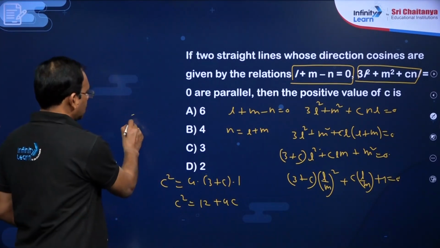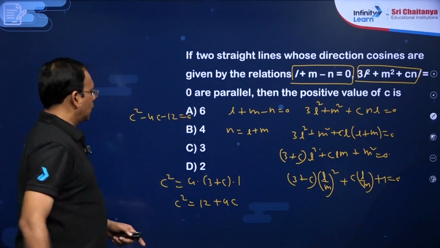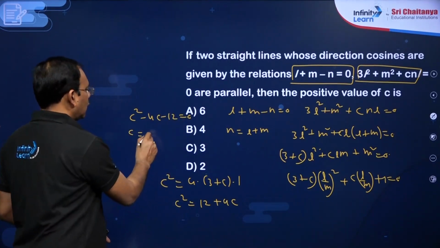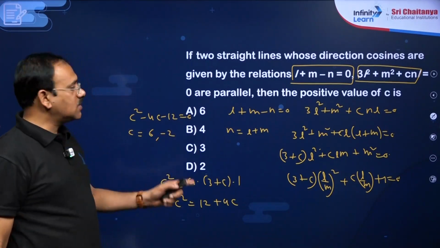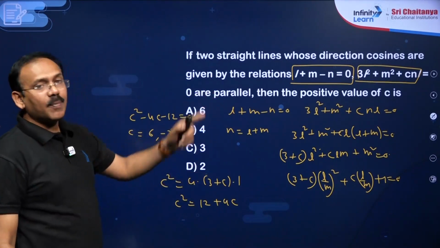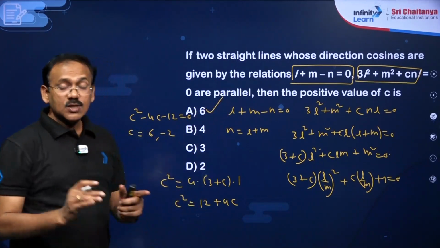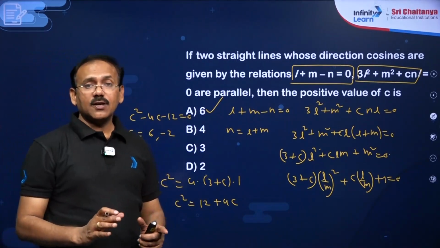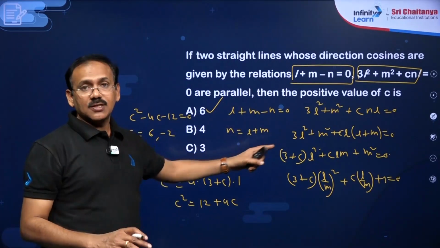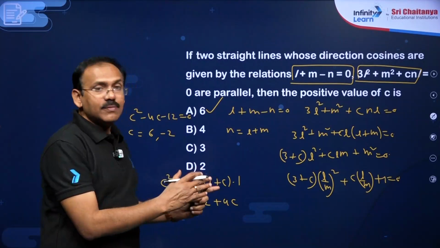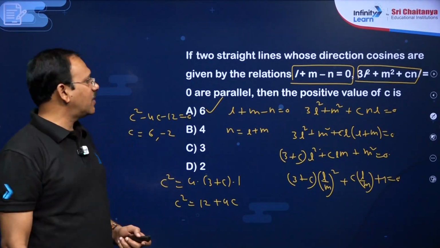So, what will you get? C square minus 4C minus 12 equal to 0. So, you can see, my dear friends, roots must be 6 comma minus 2. So, C has two possibilities, 6 comma minus 2, and it is asking the positive value of C. So, 6 is the answer. Okay. This is what we call problems related to DCs and DRs which will be given like relations, you need to eliminate one of the variables and do some algebra, you will get the relations, right dear students.